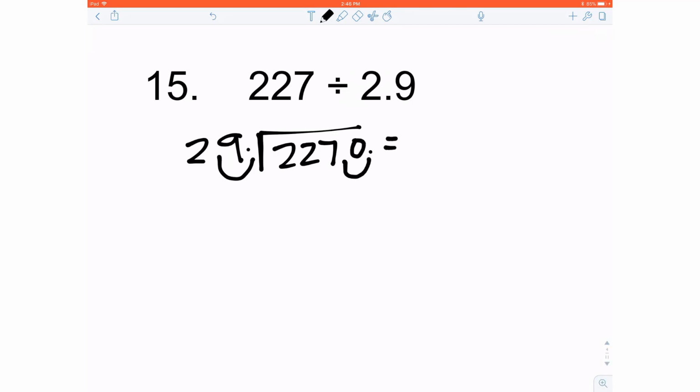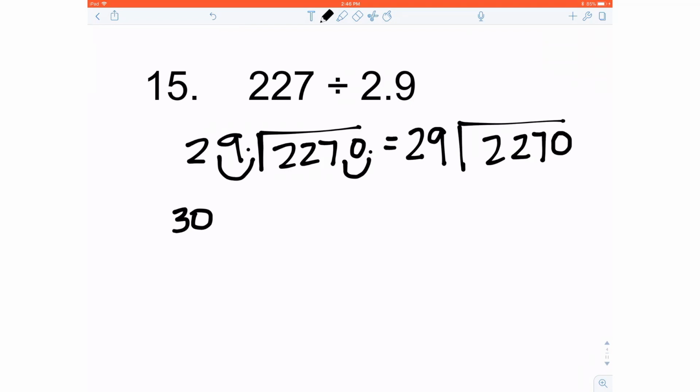Okay, so this gets rewritten as 29 goes into 2,270. So 29 cannot go into 22, but it can go into 227. Now 29 is very close to 30. And 227 is very close to 230. So if we count by 30s, if we multiply, we could do 30 times 7, which gives me about 210.